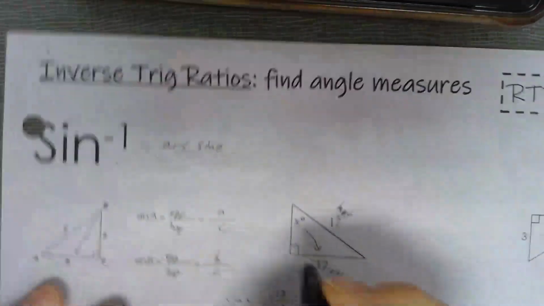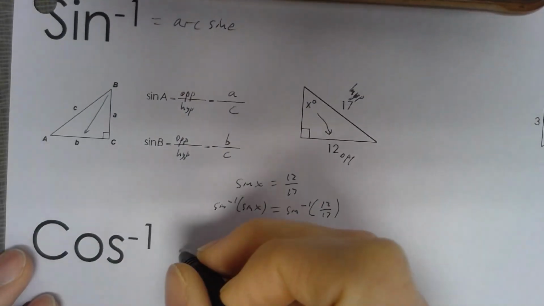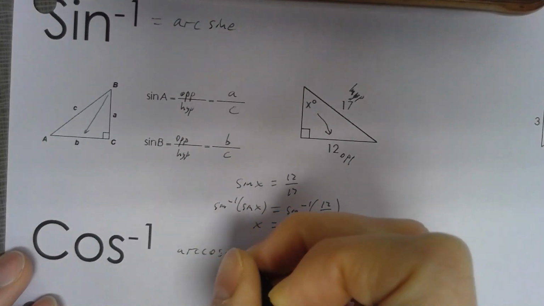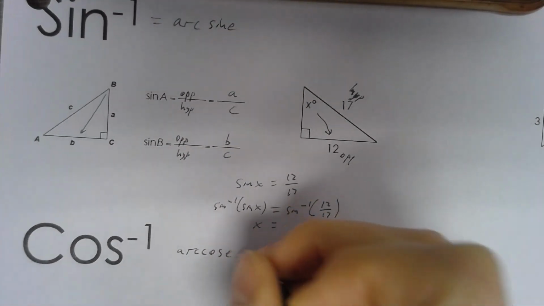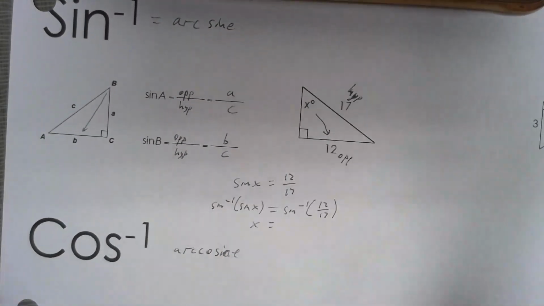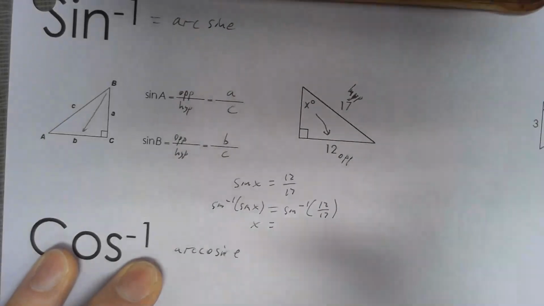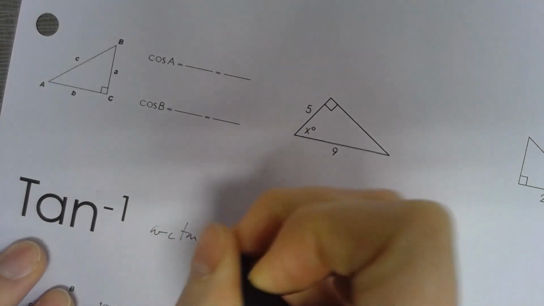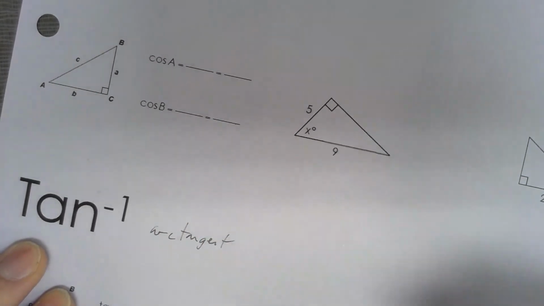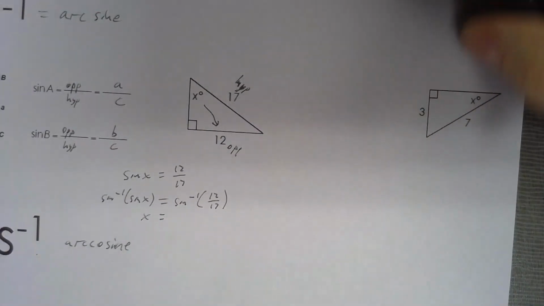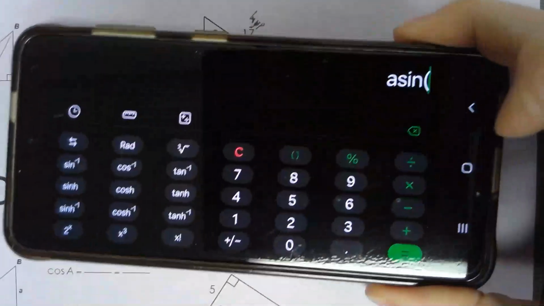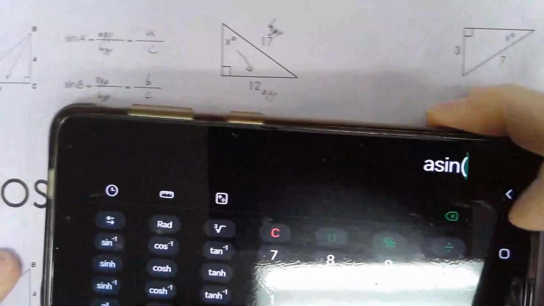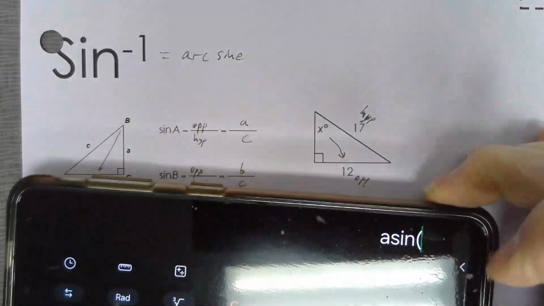Okay, arc sine. Same thing with cosine, there's the arc cosine. And for tangent, it's the arc tangent. Okay. So if you see the a sine notation or arc sine notation, that's what that means. It's just the sine inverse. That's it. So this is sine inverse.